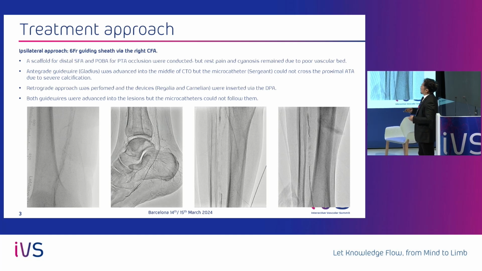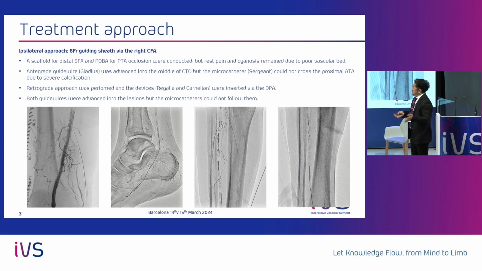Firstly, an antegrade guide wire was advanced to the middle of the CTO, but the microcatheter could not cross the proximal ATA's calcified rock. Therefore, I decided to perform a retrograde approach, and the guide wires Regalia and Carnelian were inserted via the dorsalis pedis artery. But both guide wires were advanced into the middle segment of the CTO, and the microcatheter could not cross the proximal and middle ATA severe calcified rock.